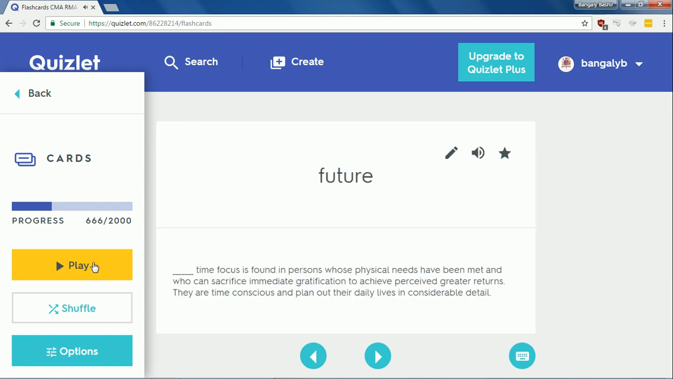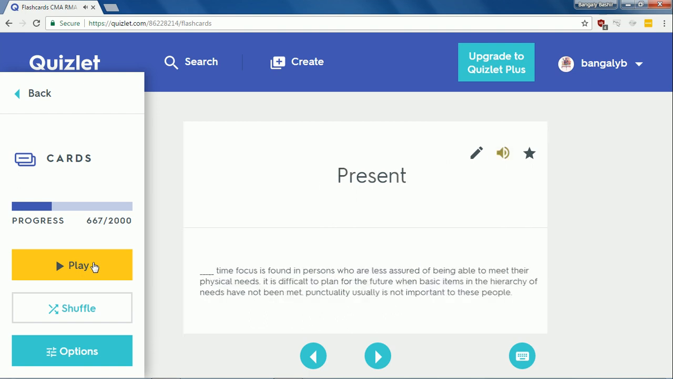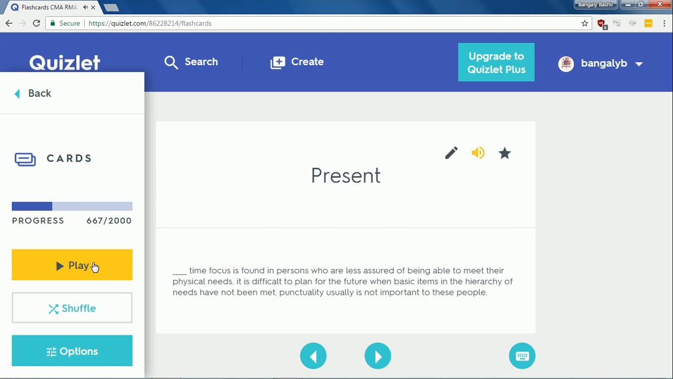Future. Future time focus is found in persons whose physical needs have been met and who can sacrifice immediate gratification to achieve perceived greater returns. They are time conscious and plan out their daily lives in considerable detail. Present. Present time focus is found in persons who are less assured of being able to meet their physical needs. It is difficult to plan for the future when basic items in the hierarchy of needs have not been met. Punctuality usually is not important to these people.